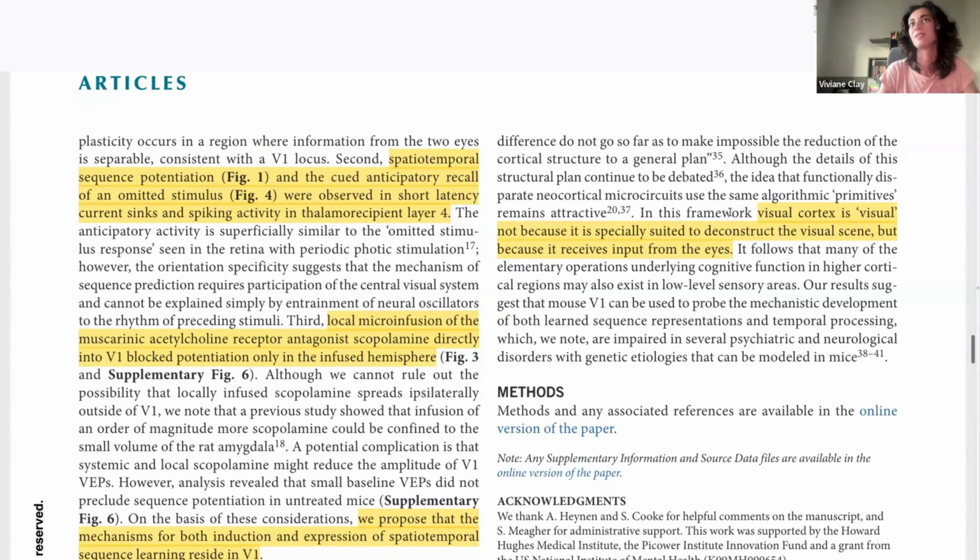They say here, in this framework, visual cortex is visual not because it's specially suited to deconstruct the visual scene, but because it receives input from the eyes.